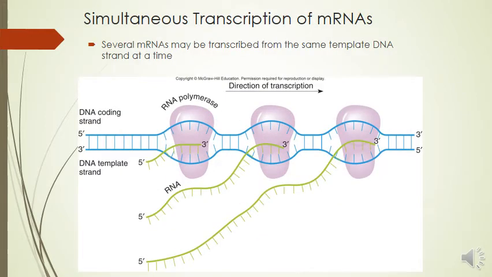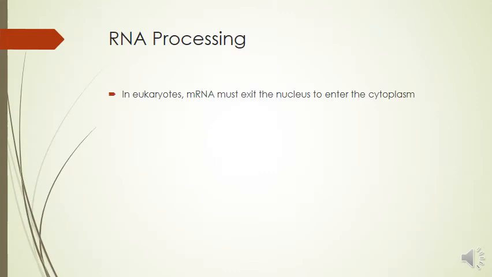This slide shows that many identical copies of RNA are transcribed simultaneously. Usually 100 or more DNA bases lie between RNA polymerases. In eukaryotes, such as humans, messenger RNA must exit the nucleus to enter the cytoplasm. Several steps process pre-messenger RNA into mature messenger RNA.